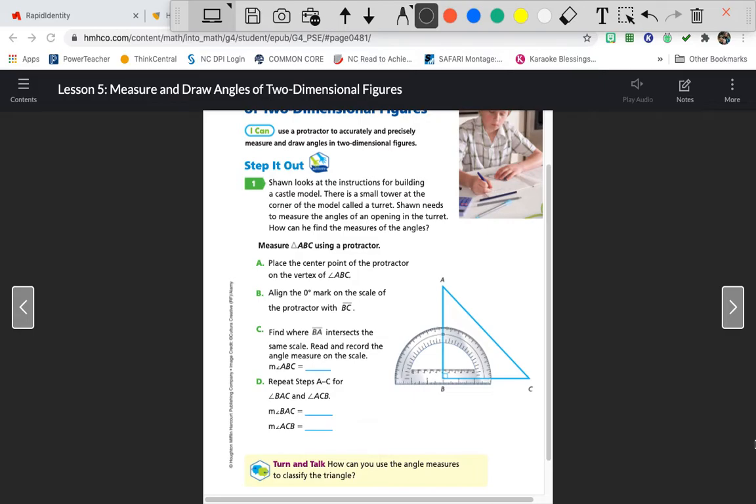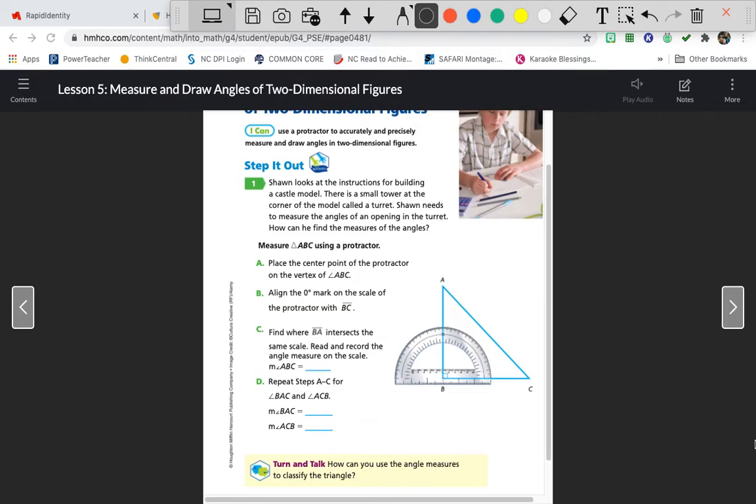There are some great online math tools that you can check out, so you might want to do that, and it'll help you go through this lesson. So step it out. Number one, Sean looks at the instructions for building a castle model. There's a small tower at the corner of the model called a turret. Sean needs to measure the angles of an opening in the turret. How can he find the measures of the angles?